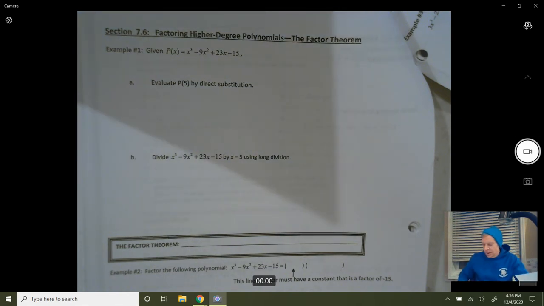We're looking at pages 190 and 191 in the packet. If you're in my class, we went through a lot of these two pages together, so feel free to fast forward to whatever you need to look at.